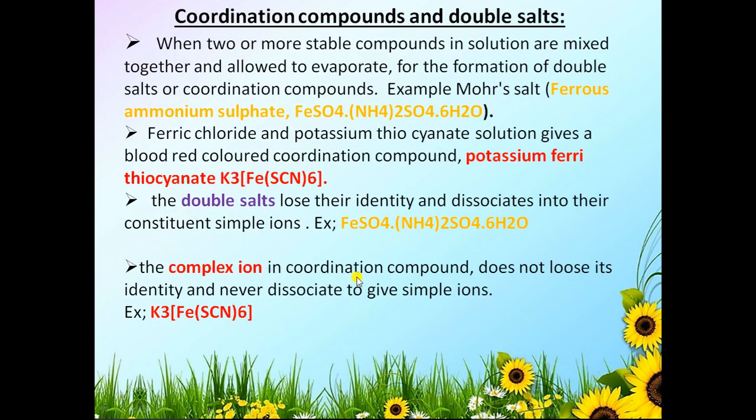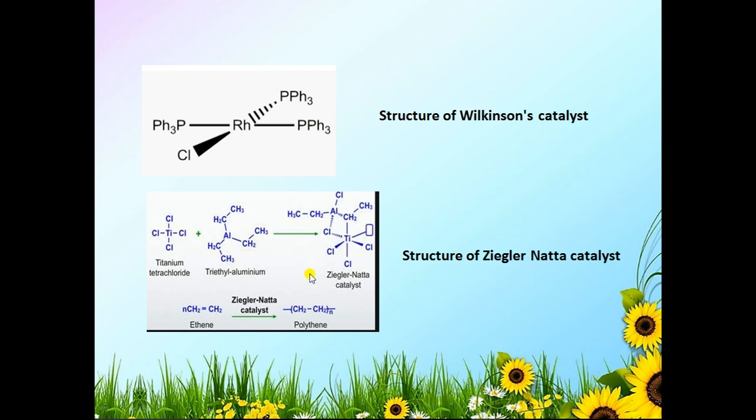Next, this is the structure of the Ziegler-Natta catalyst. It is a combination of titanium tetrachloride and triethylaluminum. It is mainly used for the manufacture of polymers, that is for the polymerization process. Using the Ziegler-Natta catalyst we produce high and low density polyethylene.